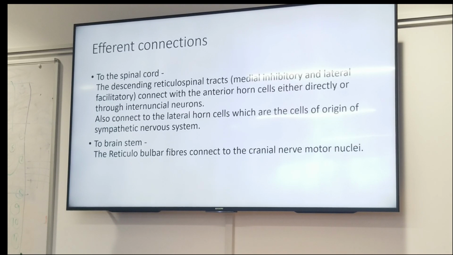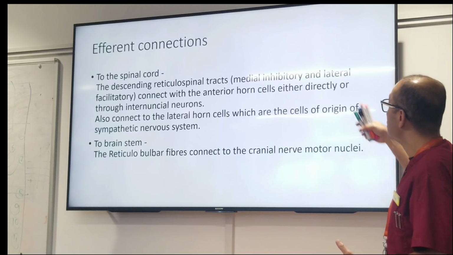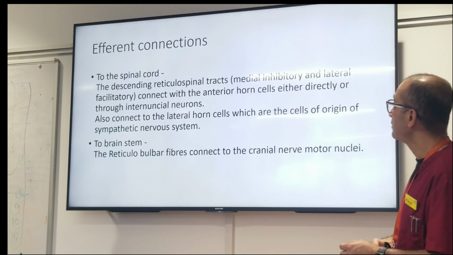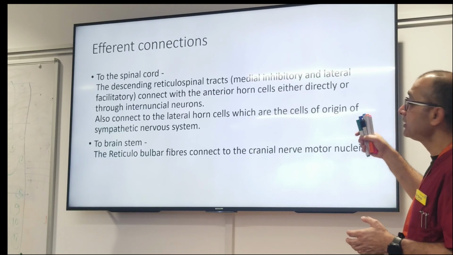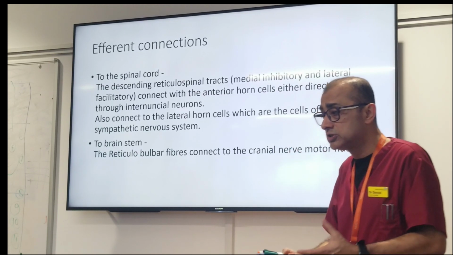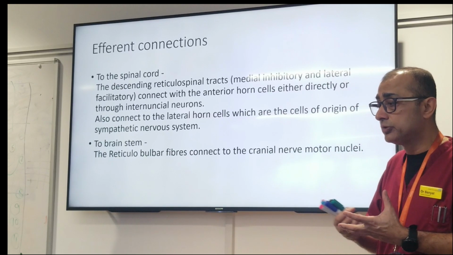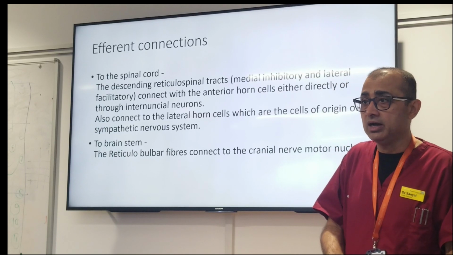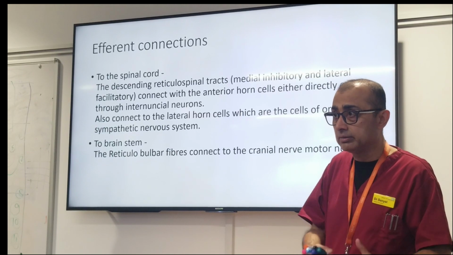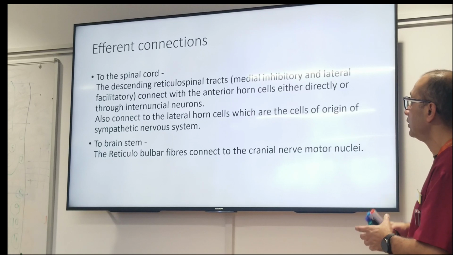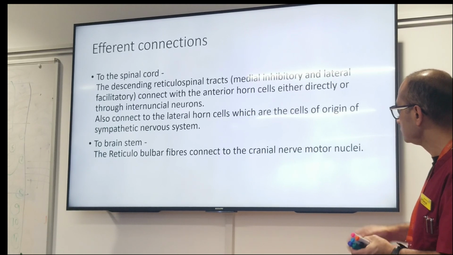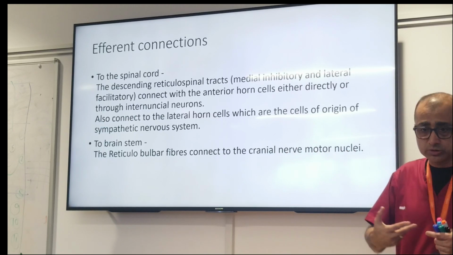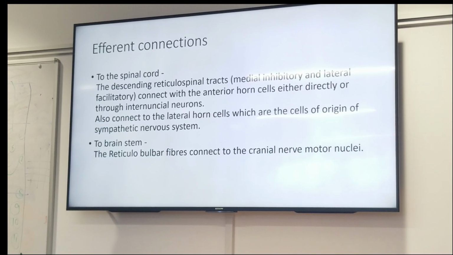And they go to the spinal cord and brainstem. So they go to the spinal cord via the descending reticulospinal tract, remember the descending sphere, which has a pontine component and a medullary component. We call them the medullary reticulospinal tract and pontine reticulospinal tract. And the reticulobulbar fibers connect to the cranial motor nuclei. So it goes up and down.